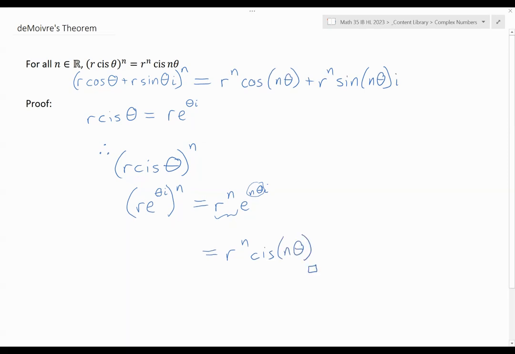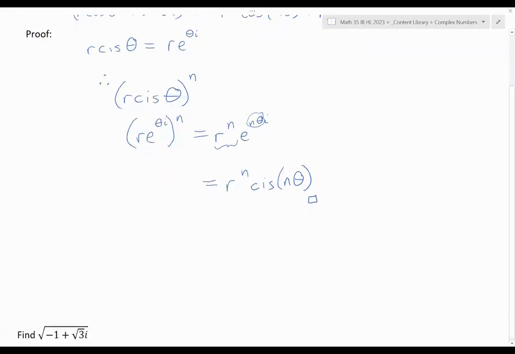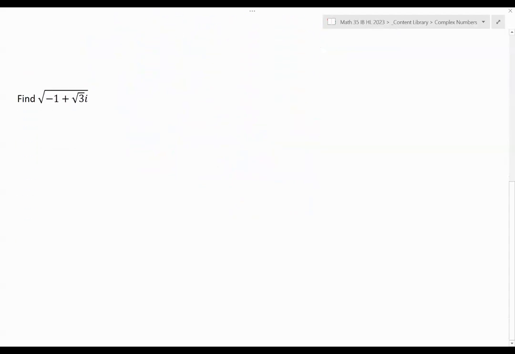That's the proof of deMoivre's theorem if we already have established that this polar form is equivalent to the rectangular or cis form, which, as I said, is a little bit of a shaky foundation for now, but we will prove it once we have learned some Taylor polynomials. Now, what this can be useful for is finding powers of complex numbers.